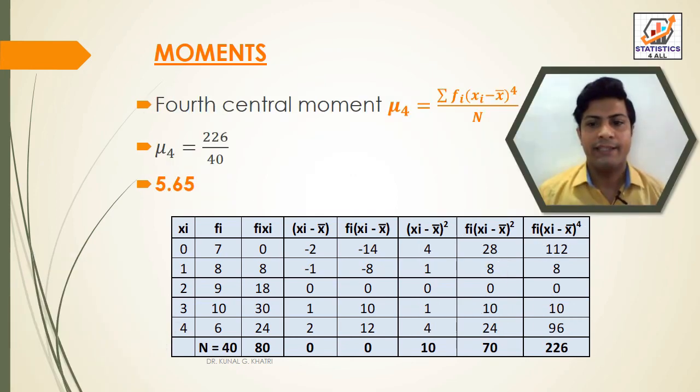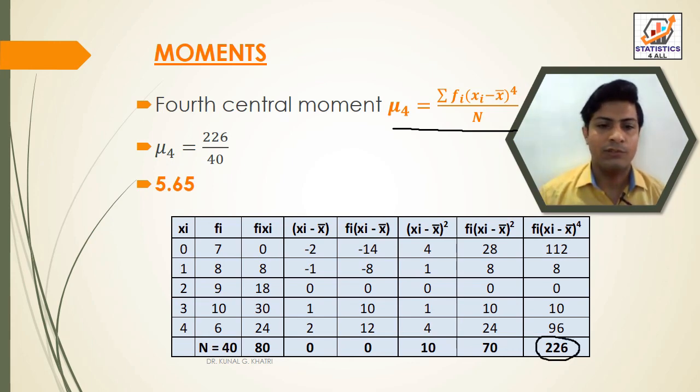So after finding this value, we will put in the formula of the fourth central moment, that is mu4 is equal to sigma fi into (xi minus x bar) raised to power 4 divided by n. Here sigma fi into (xi minus x bar) raised to power 4 is equal to 226, and n is equal to 40. So mu4 is equal to 226 divided by 40, we get 5.65.